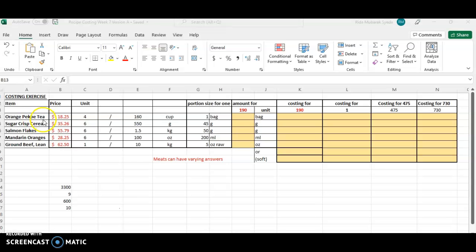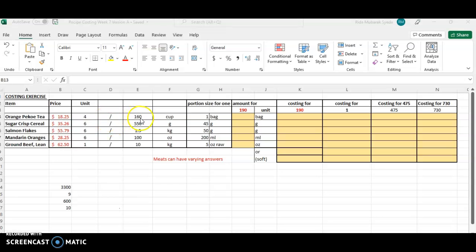So first one it's tea and it costs $18.25 and these are the units that are given, and all these units are for each case. So 160 means that there are 160 tea bags in one pack, and there are 4 packs in one case. And that's what all the other means.